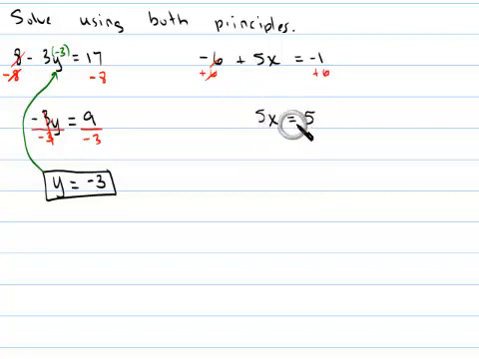5 times something equals 5. That something has to be 1. If any time common sense kicks in, go for it. But the way to do it is, if you want to figure out what x is, divide by 5 and divide by 5. If you want to check your work, go for it. Negative 6 plus 5 times 1 is 5. Negative 6 plus 5 equals negative 1.